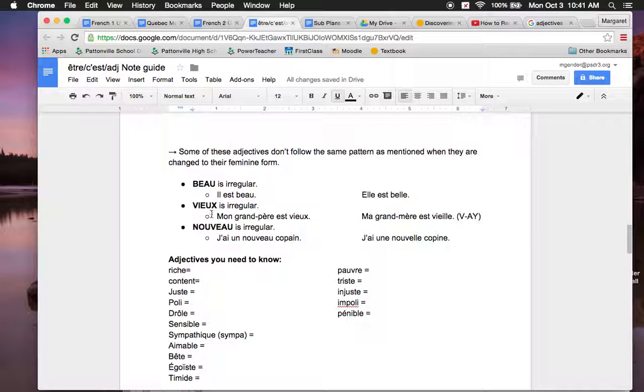Vieux is irregular. Mon grand-père est vieux, but ma grand-mère est vieille. And people struggle with this pronunciation all the time, so this is why I have this right next to it. It's vieille. That's all it is. Okay, vieille. She is old. Nouveau is irregular. J'ai un nouveau copain. I have a new friend. But if you have a new friend who's a girl, j'ai une nouvelle copine. Okay, so those ones change. You just have to kind of memorize the differences between beau and belle, vieux and vieille, nouveau and nouvelle.